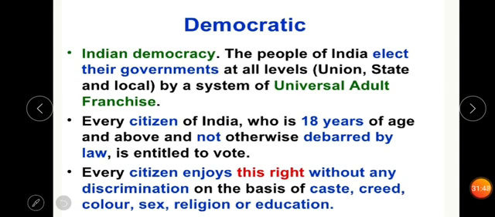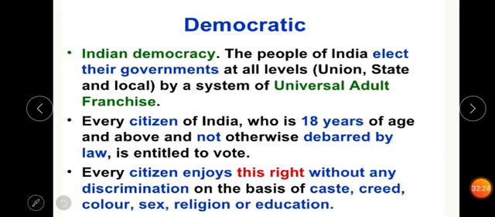As we know, India is a democratic country where everything is in the hands of the people. The political system is also in the hands of the people. In Indian democracy, the people of India elect their governments at all levels, union, state and local levels, by a system of universal adult franchise. What is universal adult franchise? It means that at the age of 18 we can cast the vote.